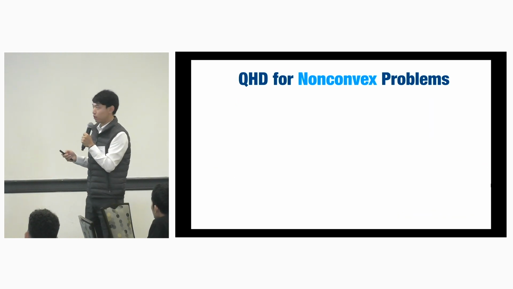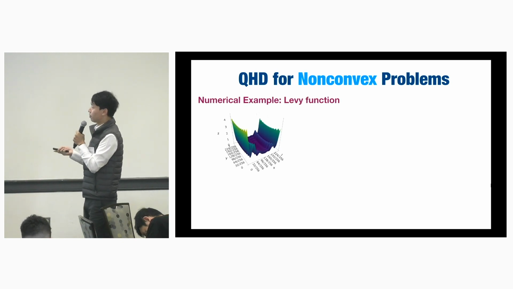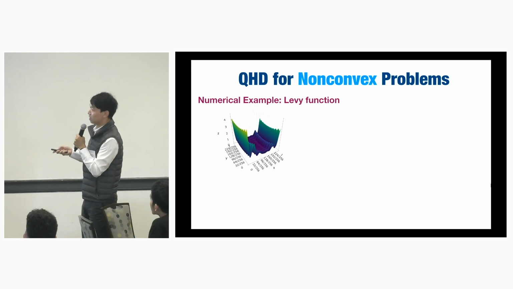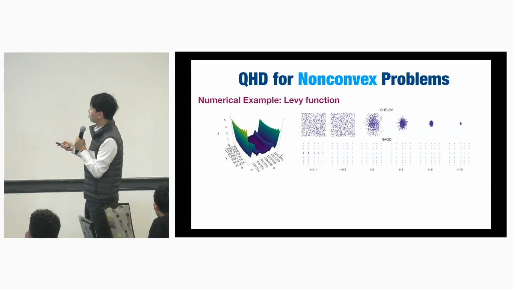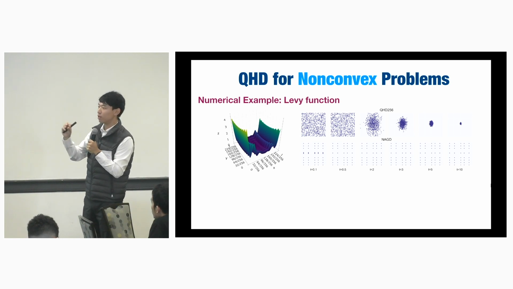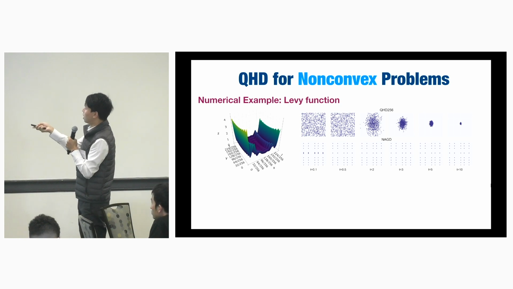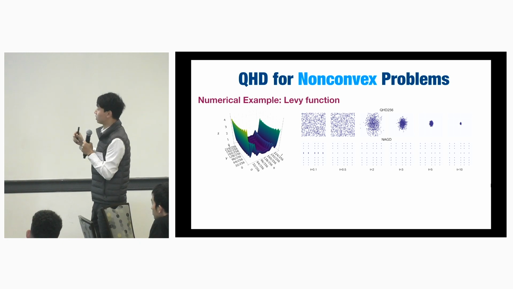For non-convex problems, QHD shows radically different behaviors compared to classical. For example, here I want to illustrate the behavior of QHD on this wave function, which is a very non-convex optimization problem. So here I have two rows of plots. The first row shows the evolution of this quantum wave function over time, and each dot represents a sample drawn from this quantum wave function. The second row shows the performance of the classical Nesterov accelerated gradient descent algorithm, and each dot represents the current point of an initial guess.